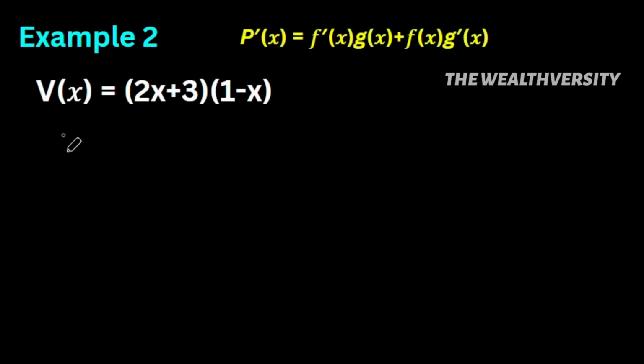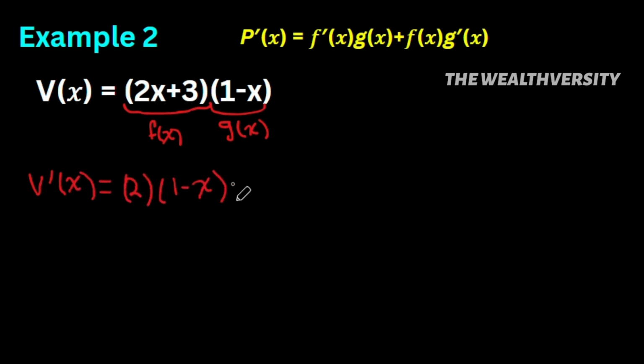V of x is equal to 2x plus 3 times 1 minus x. Let's start by labeling the functions. 2x plus 3 will be f of x, and 1 minus x will be g of x. V prime of x is equal to 2 times 1 minus x plus 2x plus 3 times negative 1.